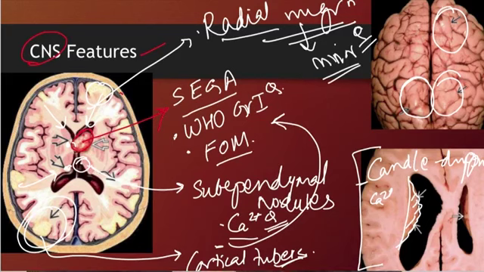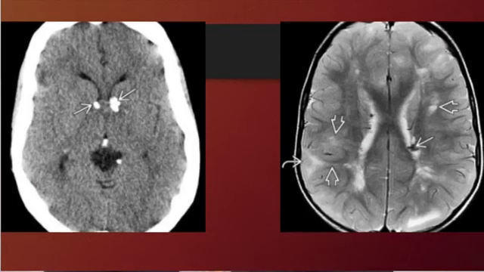So these were the four important CNS manifestations. Now let's look at how it appears on imaging. So this here is a CT image.